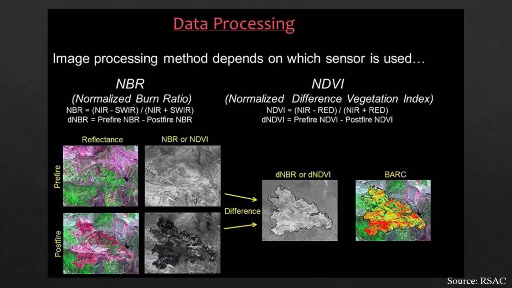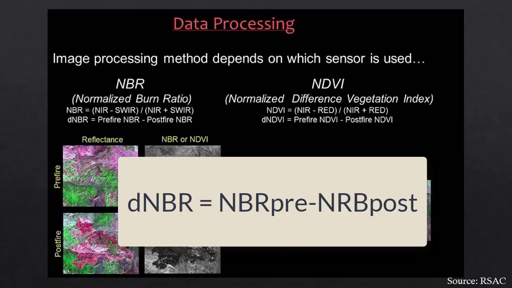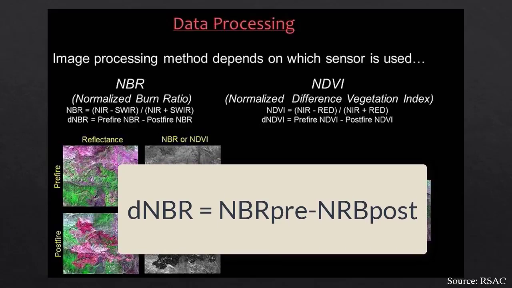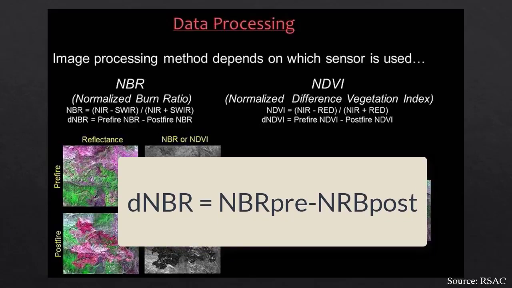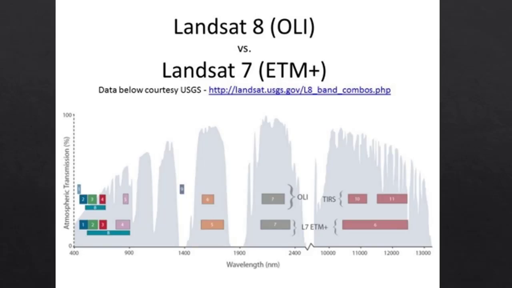The DNBR, or differenced normalized burn ratio, is then calculated by subtracting the pre-fire NBR from the post-fire NBR. It's important to note that there has been a change in the number and location of bands from prior Landsat sensors to Landsat 8. Much of the literature that talks about NBR refers to using bands 4 and 7, but that refers to the prior configuration of bands and wavelengths on Landsat 4, 5, and 7. It's important to use the correct bands if you'll be doing this type of analysis on other fires.